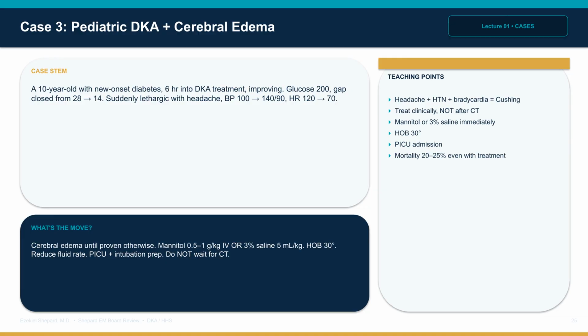We want to treat immediately with mannitol 0.5 to 1 gram per kilogram IV or 3% hypertonic saline 5 milliliters per kilogram. Elevate the head of the bed 30 degrees, reduce the fluid rate, call your pediatric ICU specialist, and consider intubating this patient. Do not wait for the CT before you start treating this patient. The board trap is sending the patient to CT before the treatment begins.